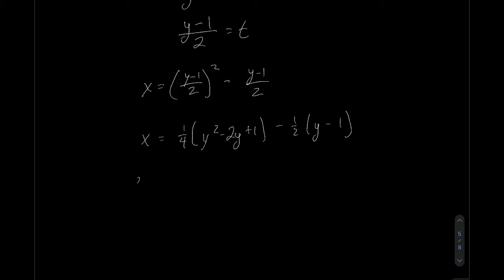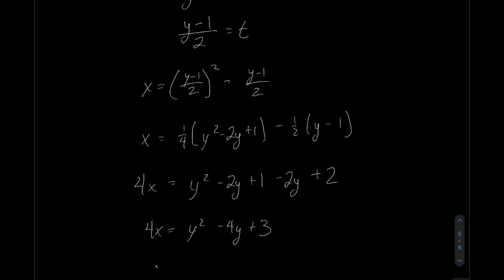So we can multiply everything by 4 to get rid of the denominator, and then we'll divide it all back in. So we'll have 4x is equal to y squared minus 2y plus 1 minus 2y plus 2. So 4x is y squared minus 4y plus 3, or x is equal to y squared over 4 minus y plus 3/4.